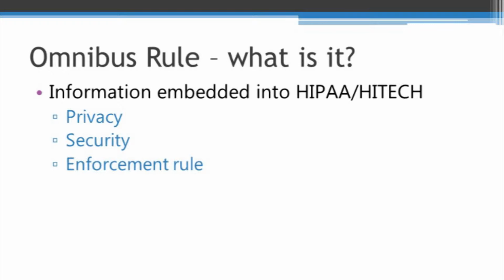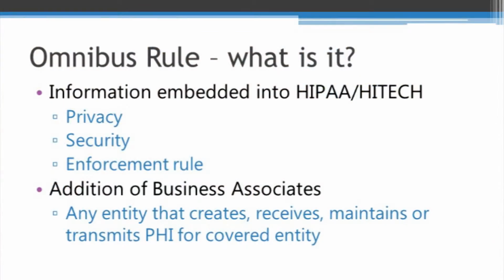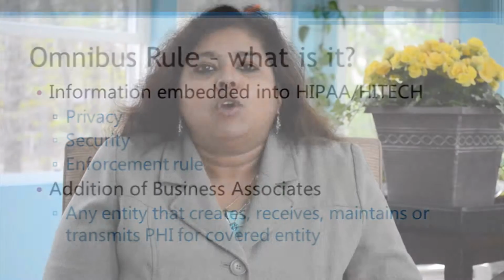So with all this information, what is the Omnibus Rule anyway? The Omnibus Rule has actually been around for quite some time, and it's embedded into the HIPAA and HITECH security rules, which include the privacy, security, and enforcement rules. What's really interesting, and the big change that came in September of 2013, was the addition of business associates. A business associate is an entity or person that creates, receives, maintains, or transmits PHI for a covered entity, and interestingly enough, it also includes vendors and subcontractors.